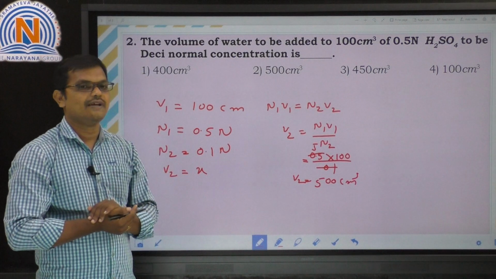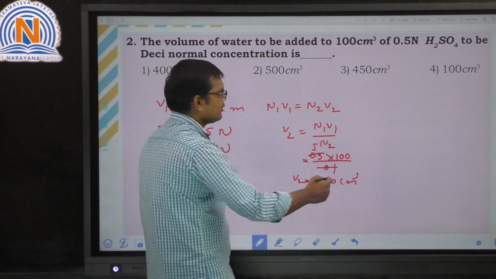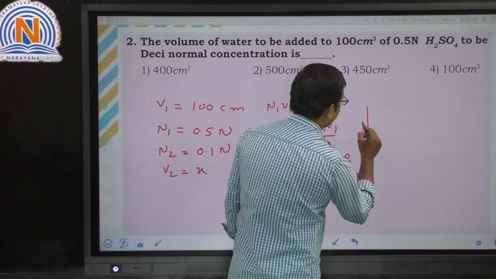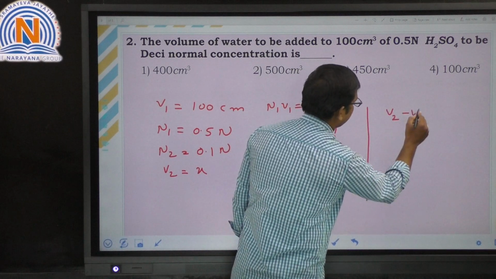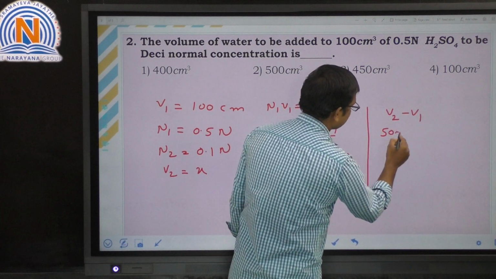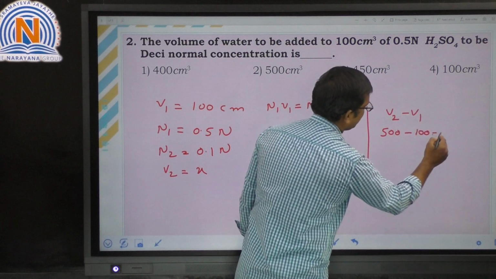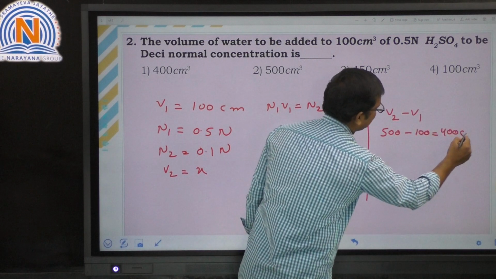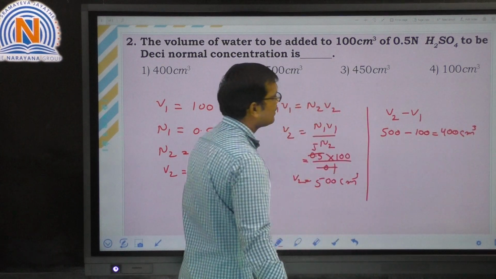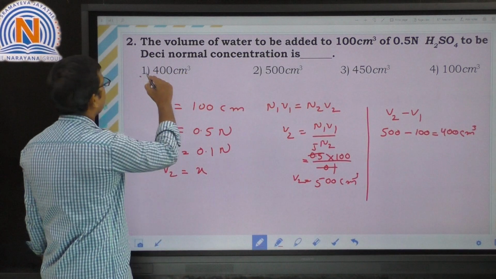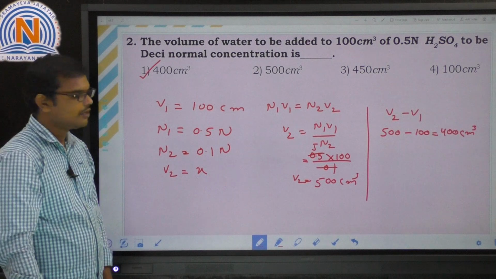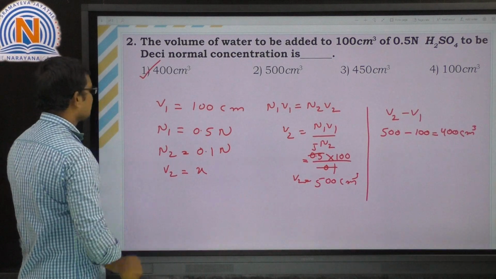How much amount of water is added? So you can find the water added as V2 minus V1. 500 minus 100, 400 cubic centimeter. Answer: option 1. Next, third question.